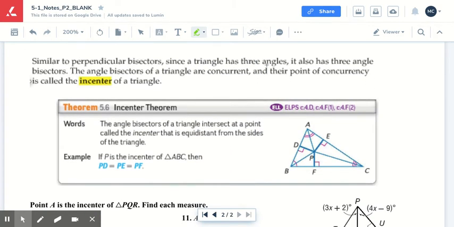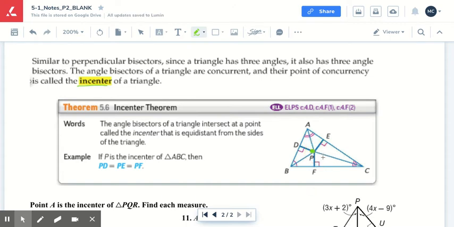Okay, so similar to the perpendicular bisectors, since a triangle has three angles, it also has three angle bisectors. And the angle bisectors of a triangle are concurrent, which means they intersect at a single spot. Their point of concurrency is called the incenter. So the incenter is the point of intersection of your angle bisectors. So on my picture over here, these three are angle bisectors shown by the arcs that are given. So their point of concurrency there is your incenter.